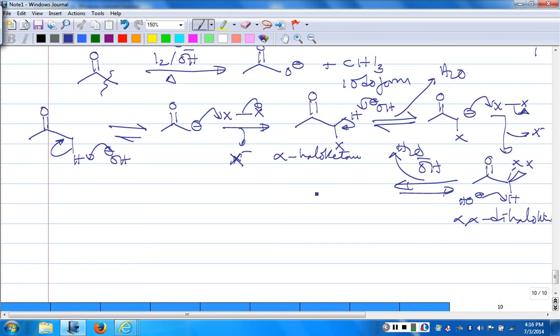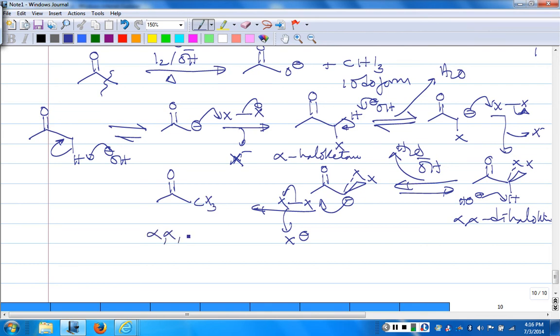And that will generate the corresponding enolate. And you can already tell where the story is going. The enolate is generated in a medium that contains the halogen. It's assuming we have excess halide, right? And that's going to give rise to the alpha-alpha-alpha tri-halo species. Alpha-alpha-alpha tri-halo ketone.